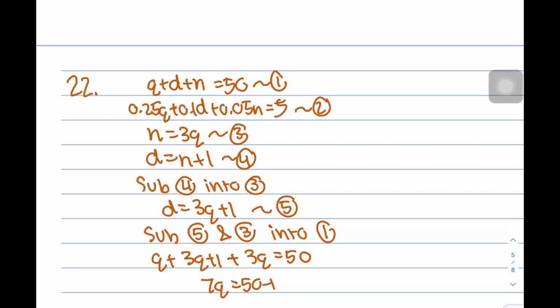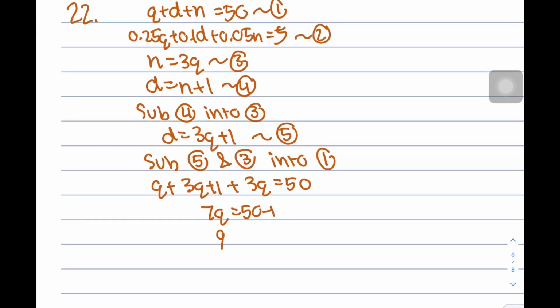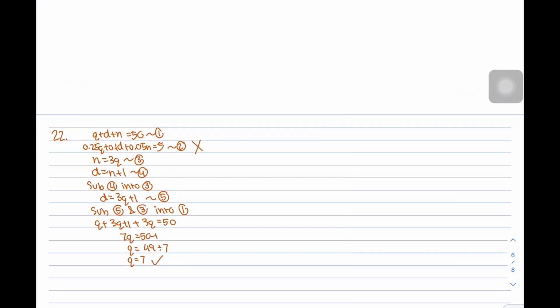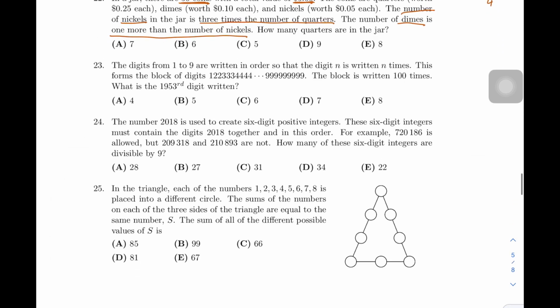From this I get 7Q equals 50 minus 1. Then Q would equal 49 divided by 7. And Q would equal 7. So really, you didn't even need to use the second equation. And you already know that the number of quarters is 7. Therefore, the answer is A.